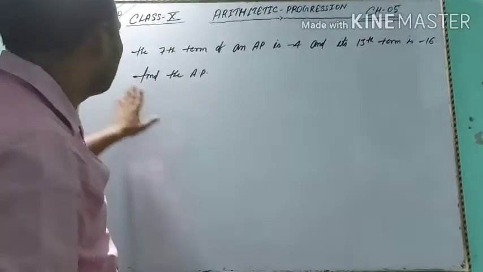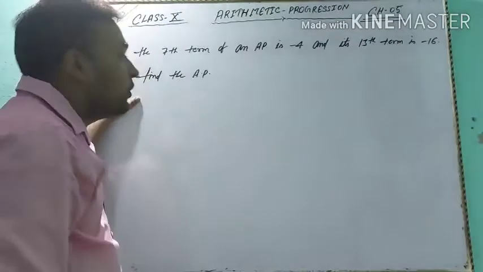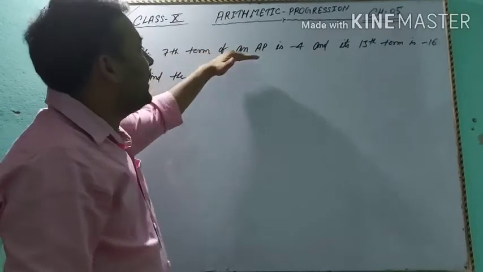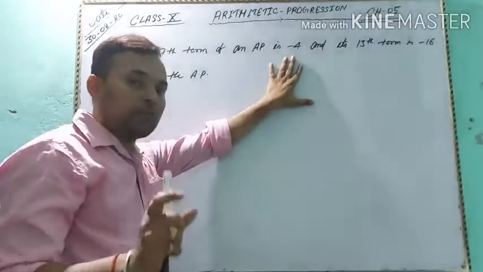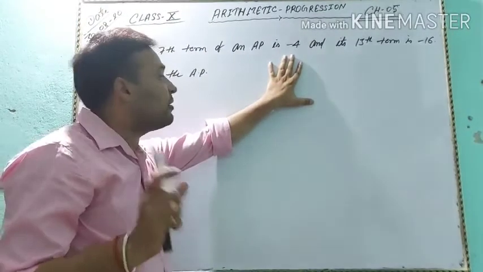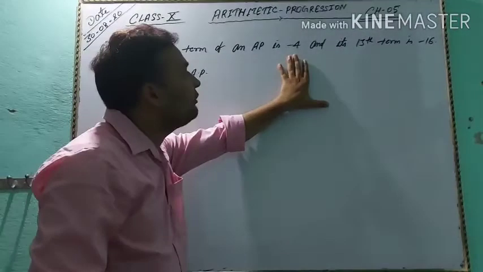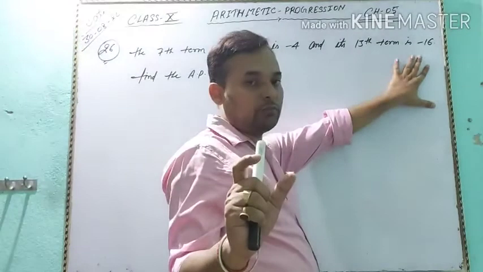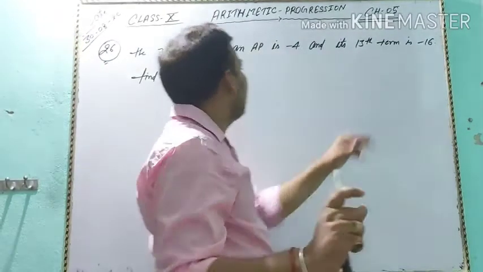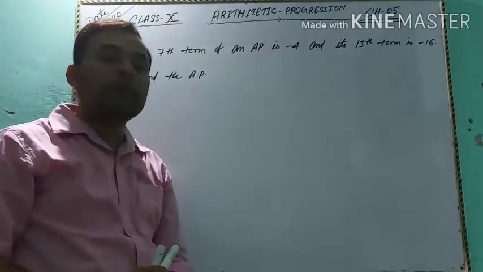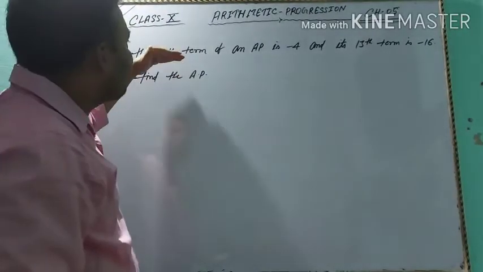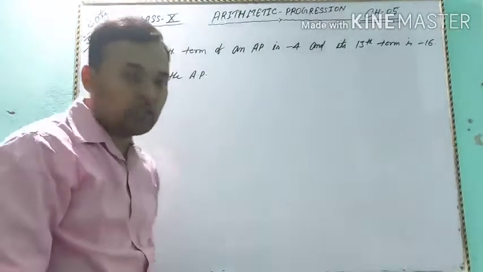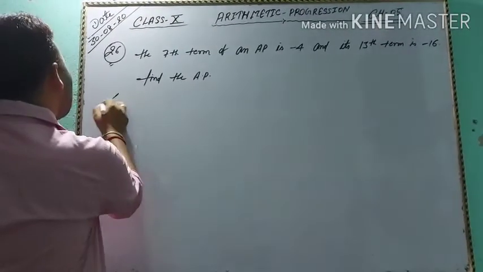Our next question is question number 26. The seventh term of an AP is -4. कोई एक AP है इसका सेवेंथ टर्म जो है वो -4 है, and its 13th term is -16. Find the AP. वो AP फाइंड करना है जिसका सेवेंथ टर्म -4 है और 13th टर्म जो -16 है. So let's start the solution, students.